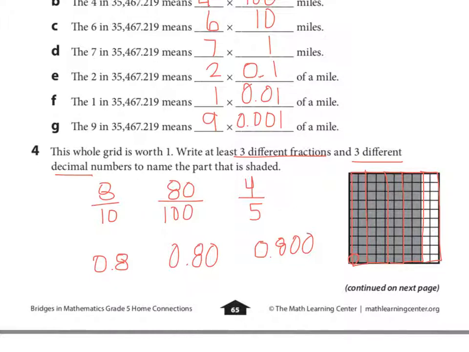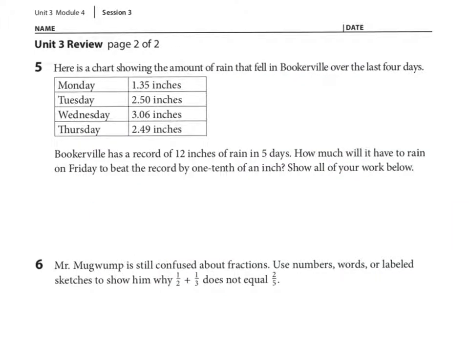So you might find some other equivalent fractions to the fractions that are possible for this grid, but those are a few that maybe you can come up with. Let's now take a look at number 5.